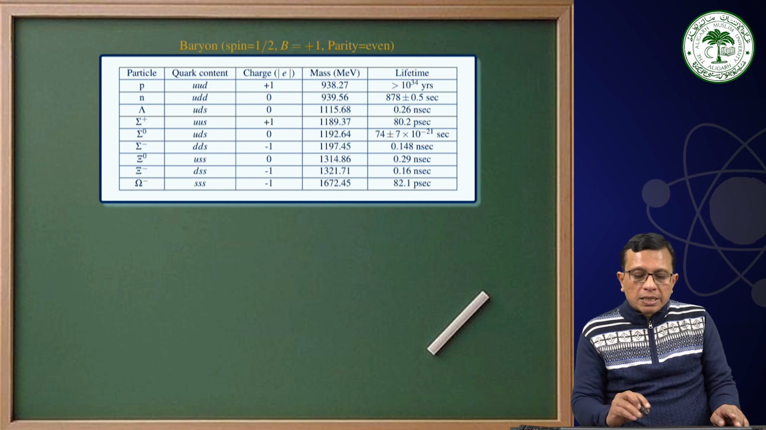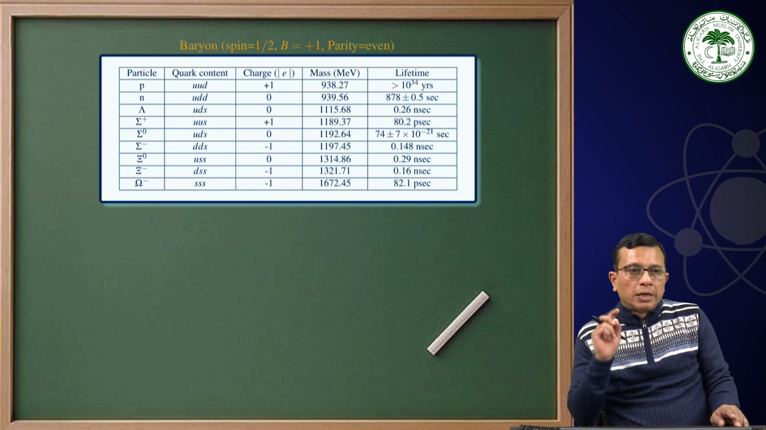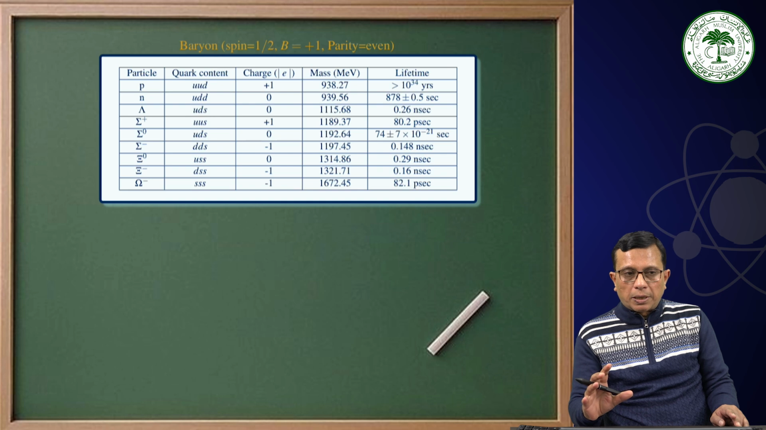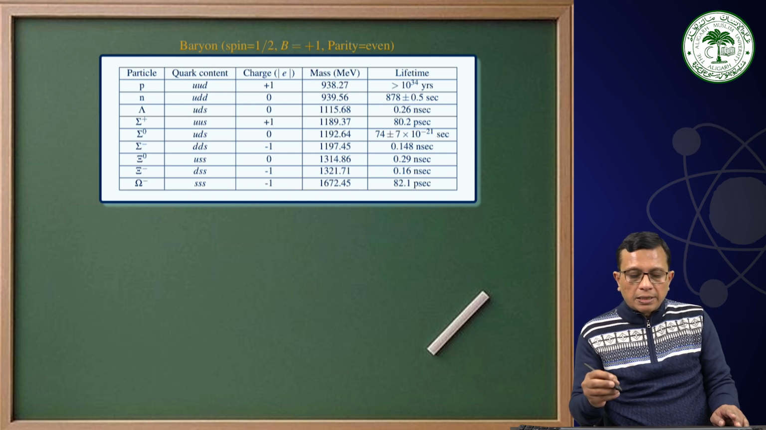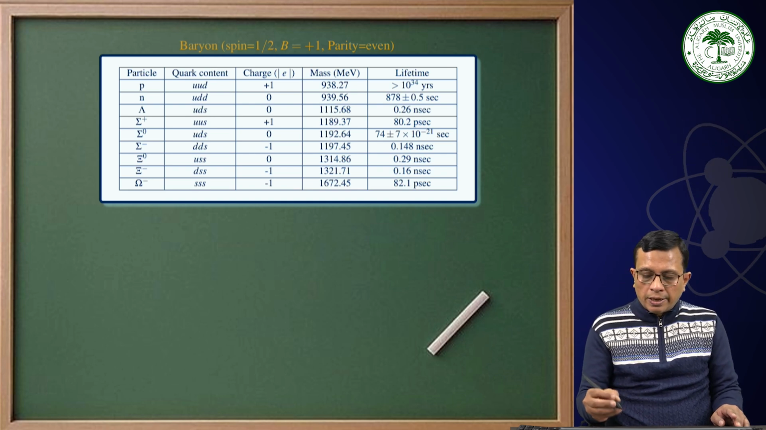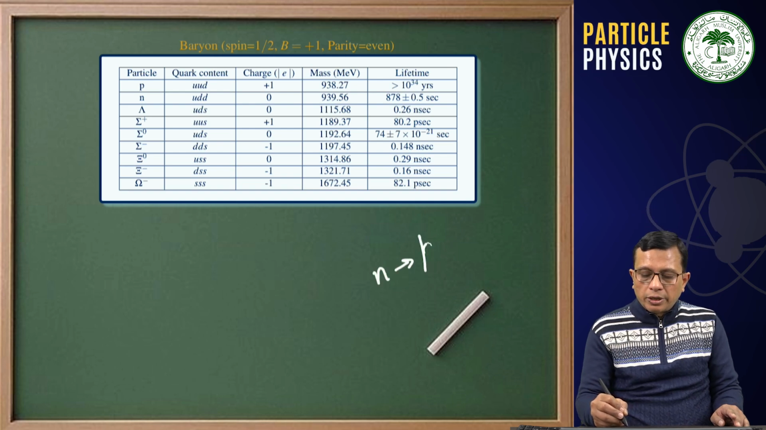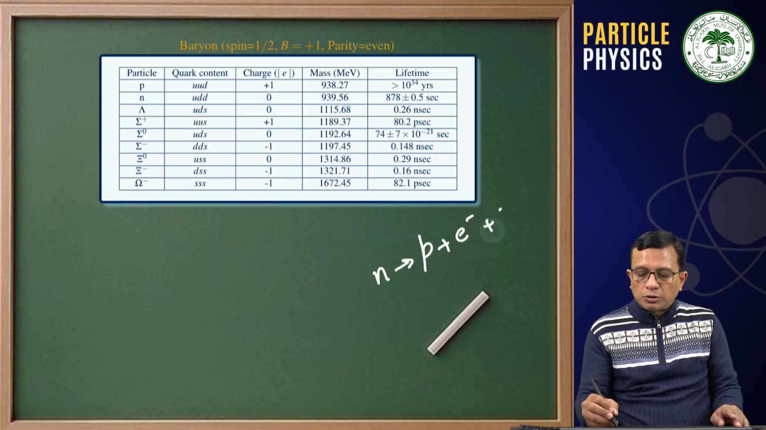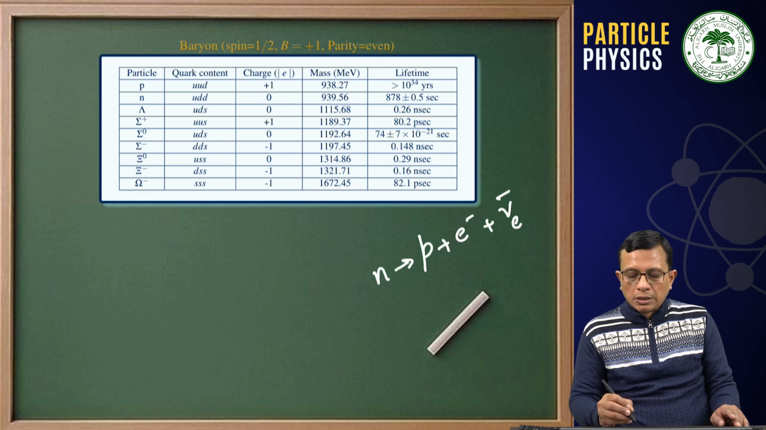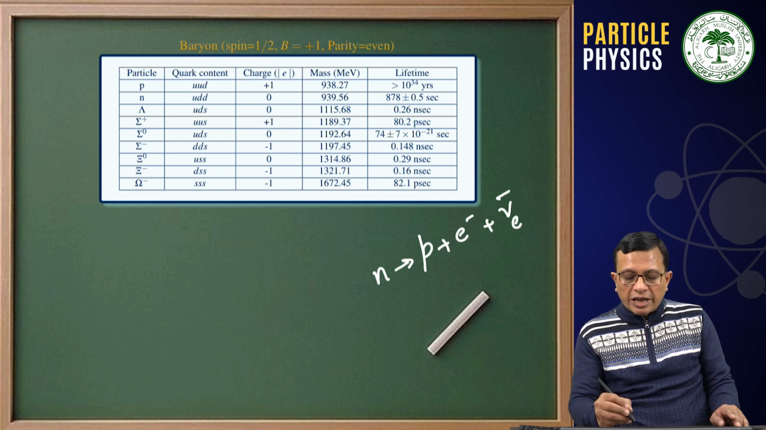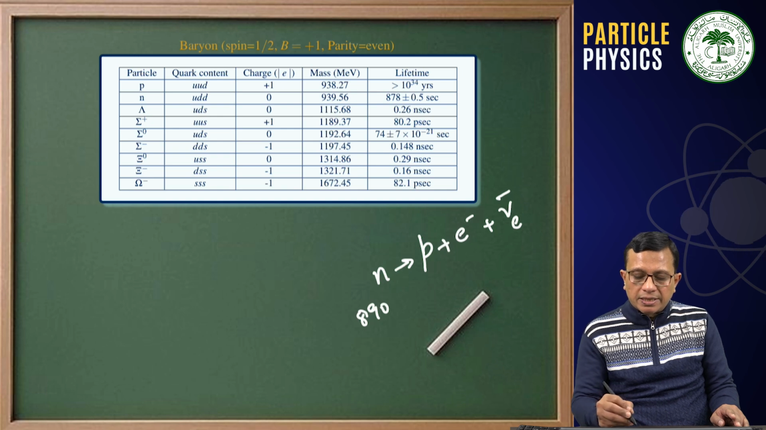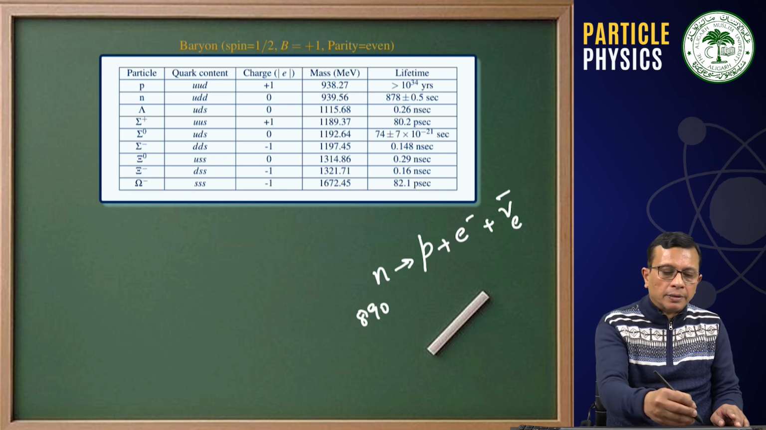Now let us see, and that is an important point, that we have to look at the masses of these particles. I take a simple example where a neutron decays into a proton plus electron plus antineutrino. Now, a free neutron's lifetime is around 890 seconds or 878 seconds, which is written over here.